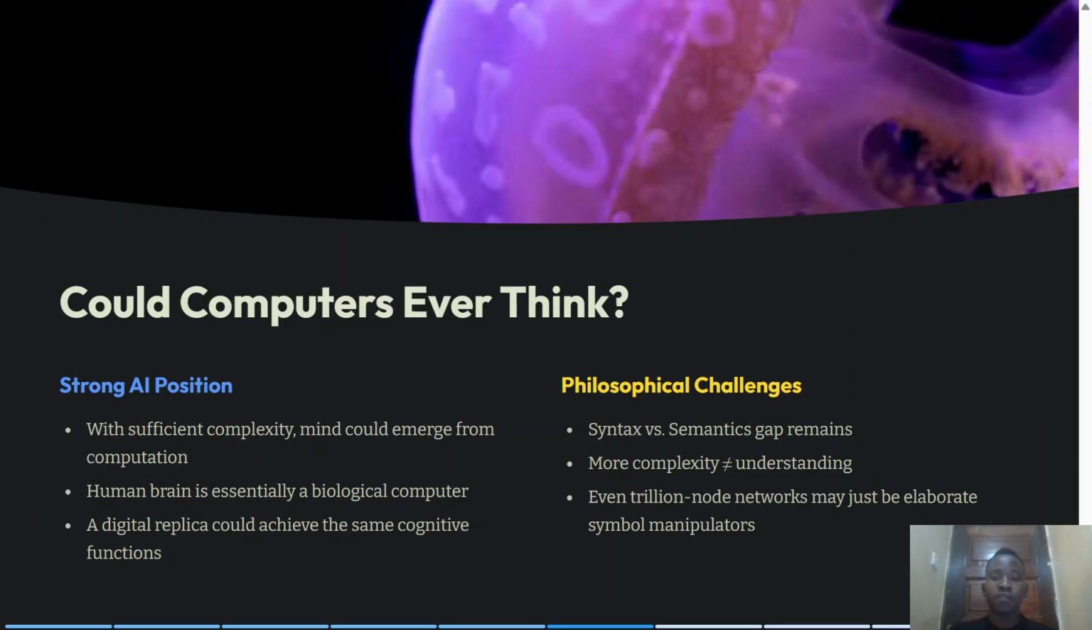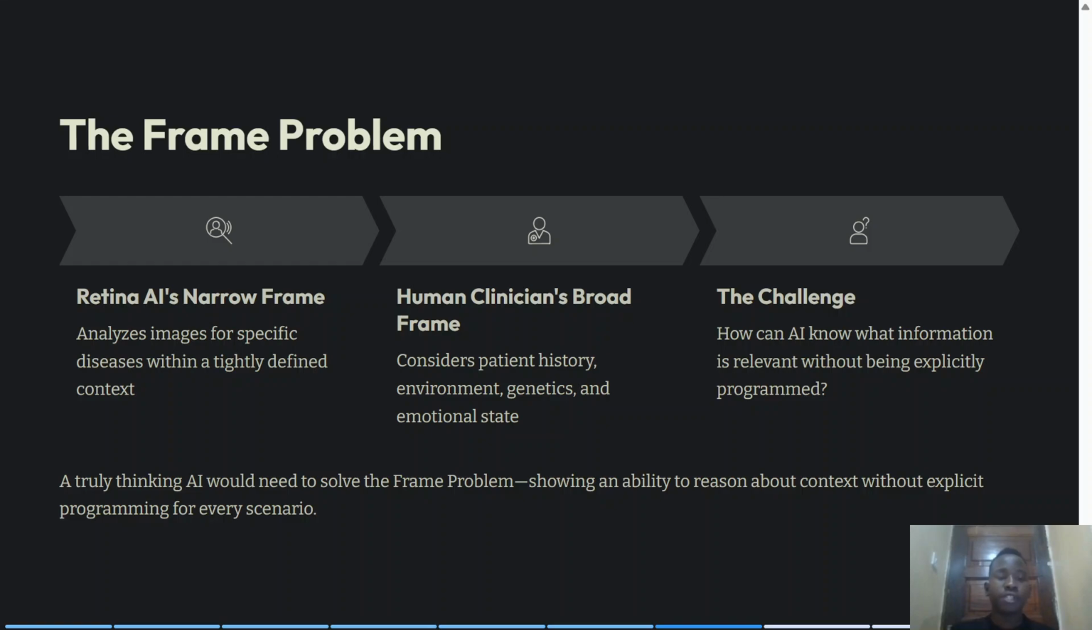Okay, then we have more complexity, which is not equal to understanding, of course. Then we have trillion-node networks, which may just be elaborate symbol manipulators. Let me say we've connected so many nodes, and we just want them to differentiate different symbols of eyes, and they identify each eye defect separately. So the frame problem of Retina AI, if we are to narrow it down, we start from Retina AI's narrow frame.